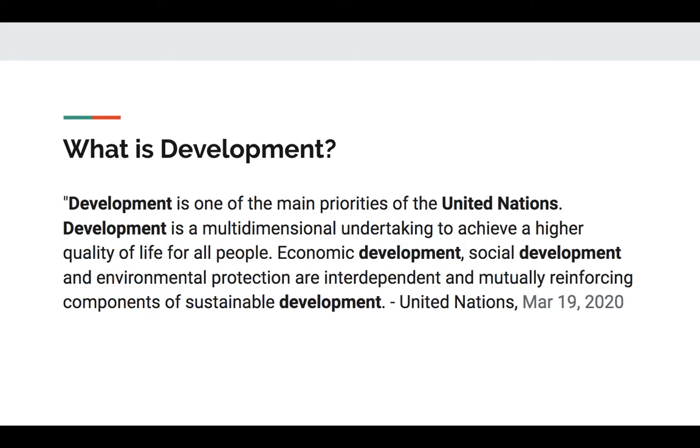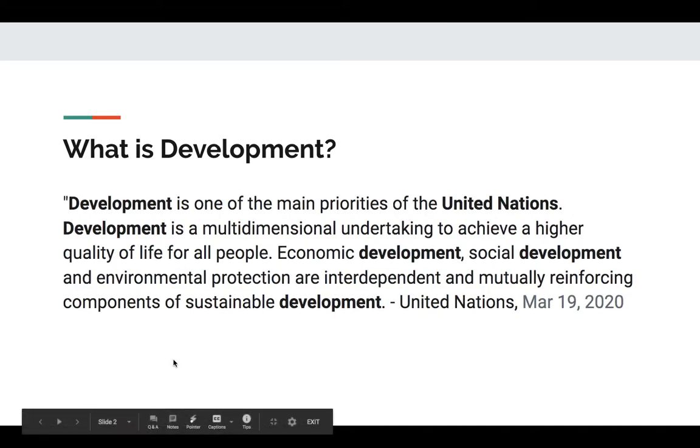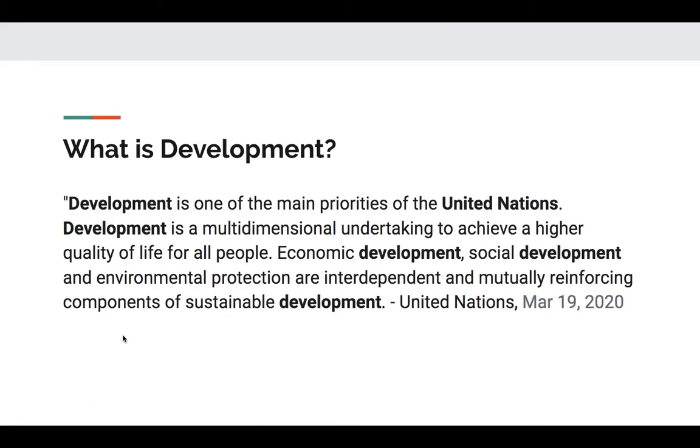Okay, so there's a lot here. What you guys need to take away from this is that development is this higher quality of life for all people. So this ties into a lot of things we've already talked about this year. We talked about throwaway culture and how throwaway culture would be the opposite of sustainable development, right? It's treating people, it's treating the planet like they're disposable.